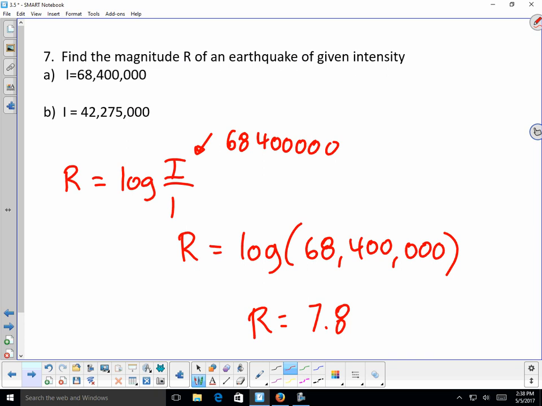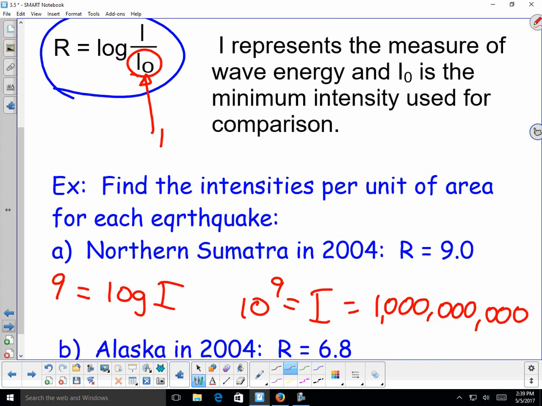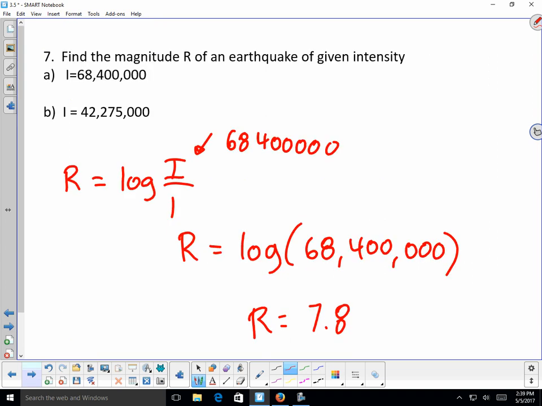Okay. Brendan? Are you going to need to know how to do these both ways? You should know how to do both ways. So if I either give you a Richter scale rating, like in this example, where we plugged in 9 for R, and you had to rewrite it in exponential form to get the intensity, or I give you the intensity, and you need to find the Richter scale rating. You should be able to go both directions.